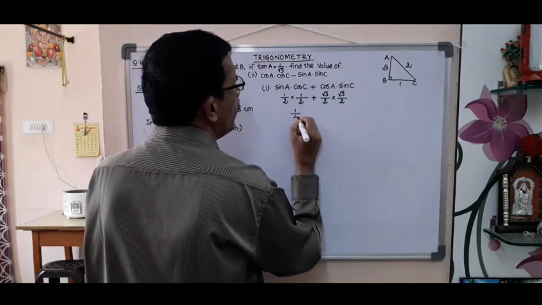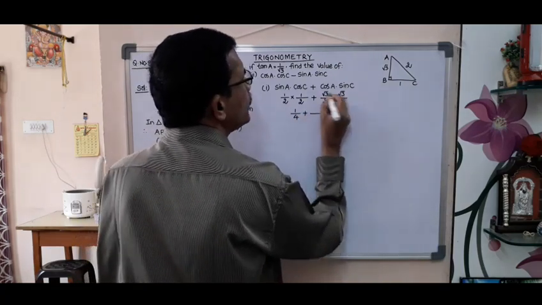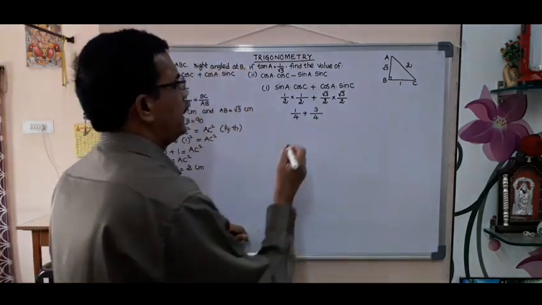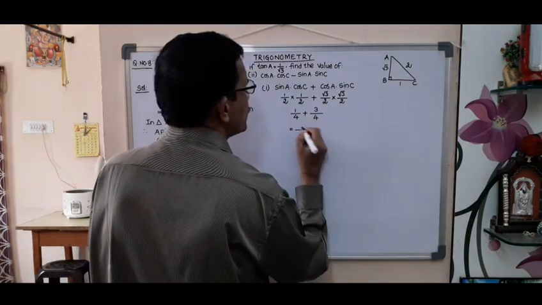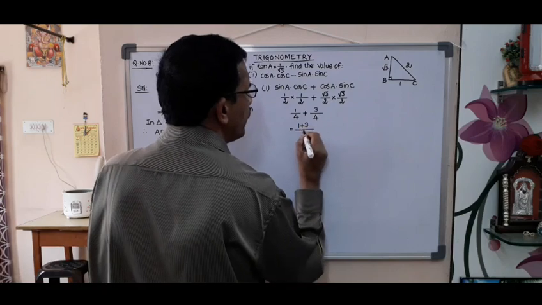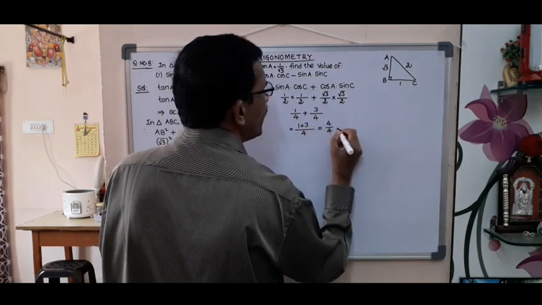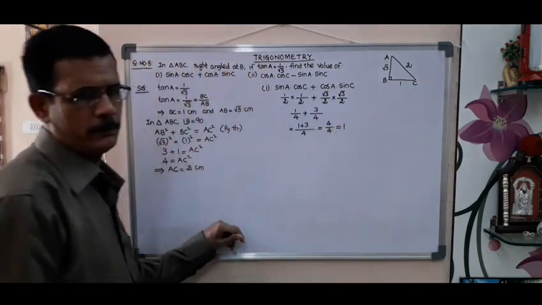1 into 1, 1. 2 into 2, 4. Plus root 3 into root 3, 3. 2 into 2, 4. Now, denominators are same. So, adding numerators, 1 plus 3 is 4 by 4. 4 by 4 is equal to 1.